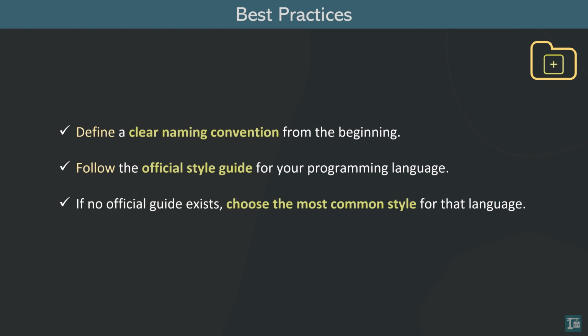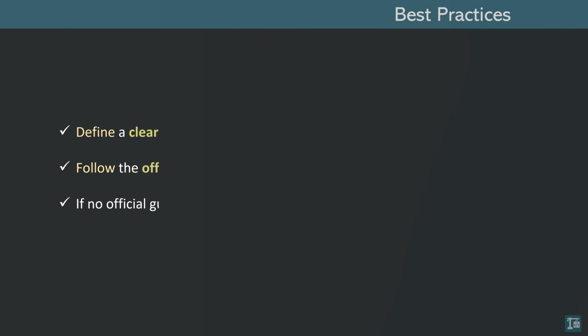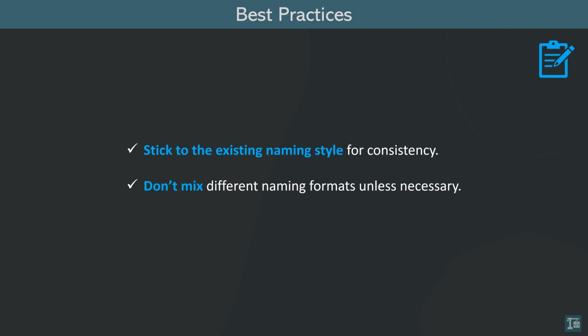Here are the best practices for naming conventions. If you are starting a new project, define a clear naming convention from the beginning. Follow the official style guide for your programming language. If no official guide exists, choose the most common style for that language. If you are working on an existing project, stick to the existing naming style for consistency. Don't mix different naming formats unless necessary.